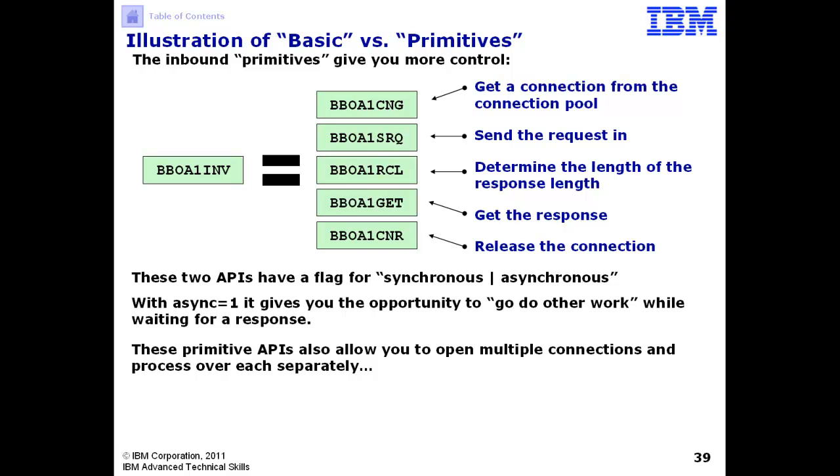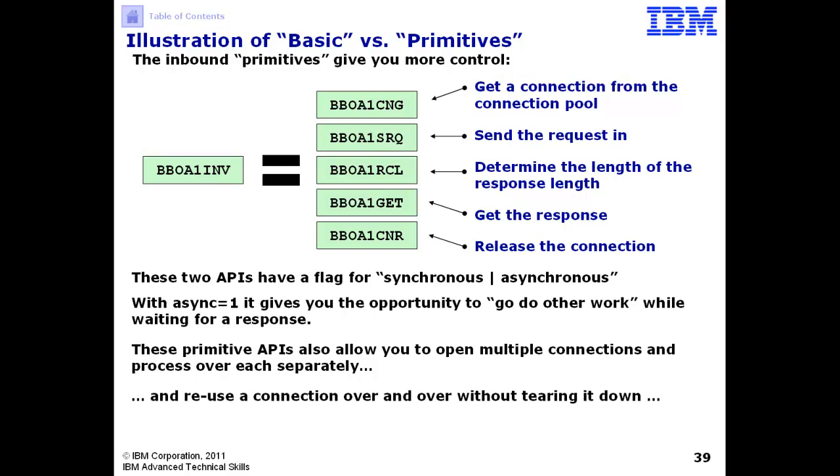Which brings up another benefit of the primitive APIs. To maximize throughput, particularly if responses back from WAS are a bit slow in coming, you'll want to open up multiple connections and process messages simultaneously. There's a fair amount of programming required to keep track of the connection handles and such, but it is possible and it does provide better performance.